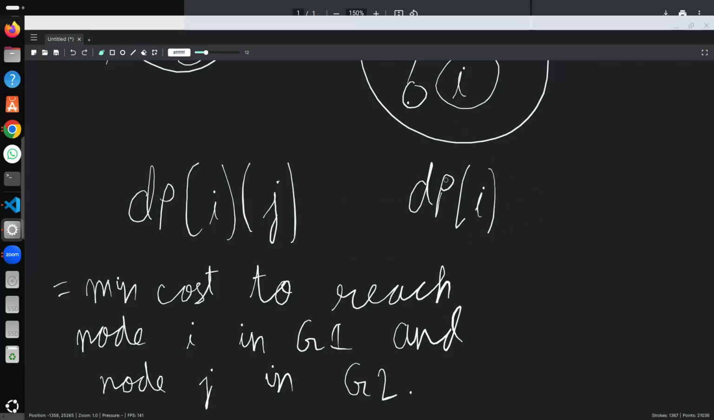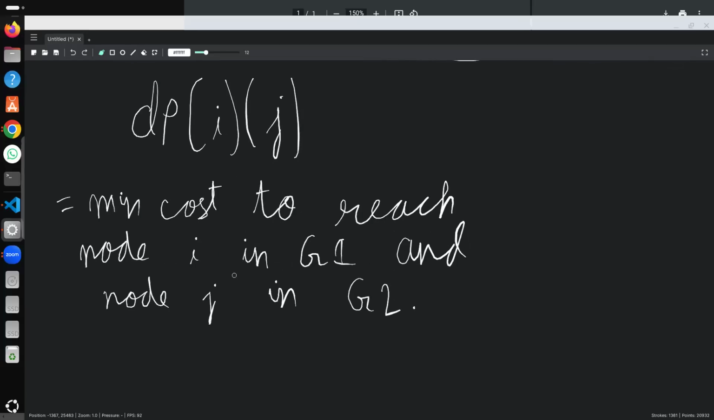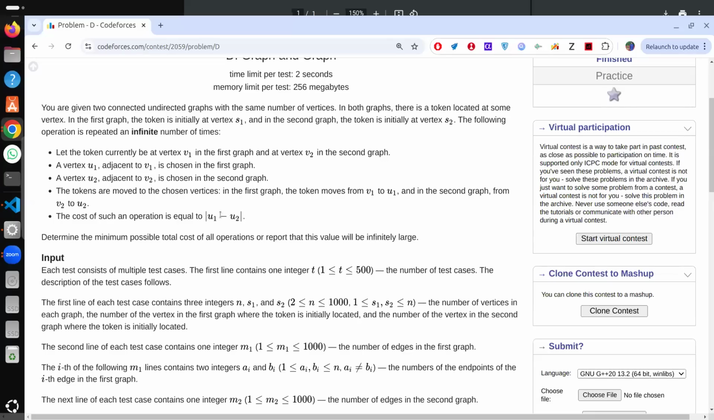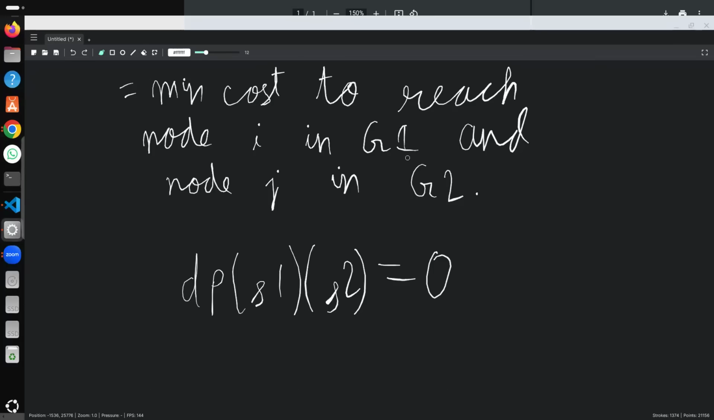So I'll try to calculate this DP[i][j], the minimum cost to reach (i, j) from the starting vertices. So what is the base case? The base case is that they start from S1 and S2, right? So DP[S1][S2] would just be 0. You don't need to pay any cost, because the cost is non-negative. The cost is equal to |u1 - u2|, so if you make a move, you cannot have a negative cost. So this is the base case.